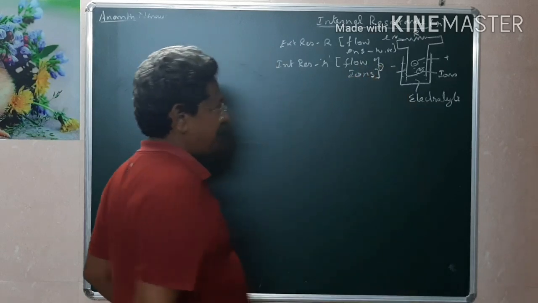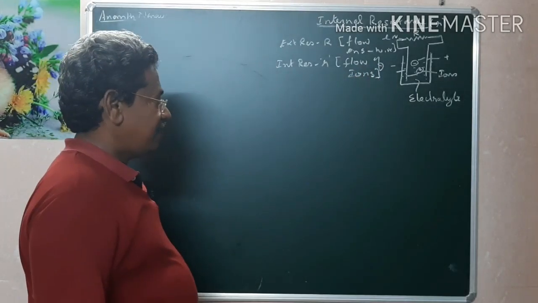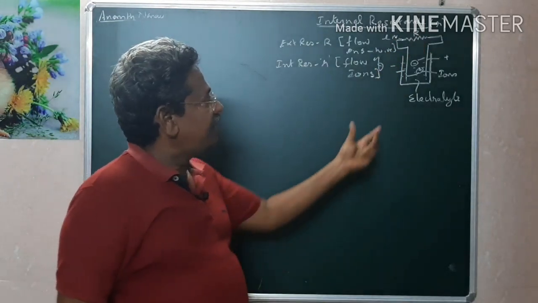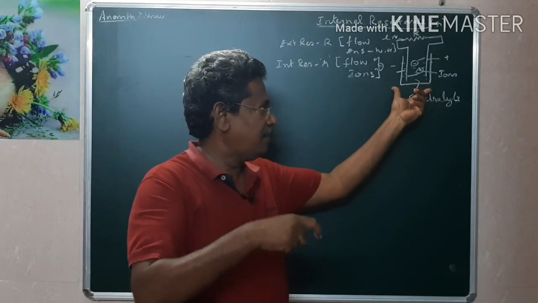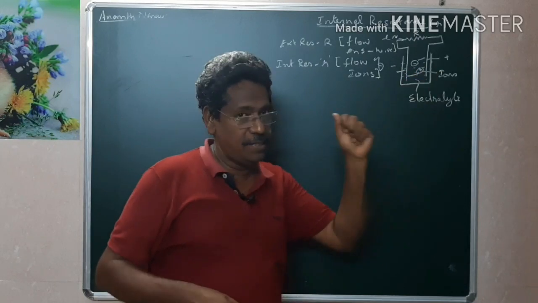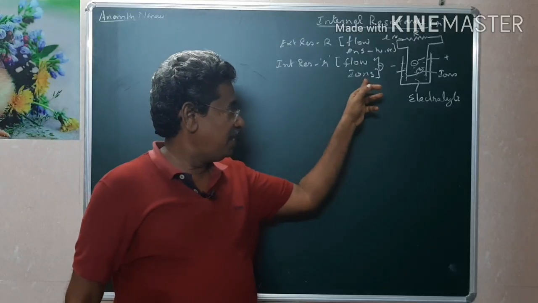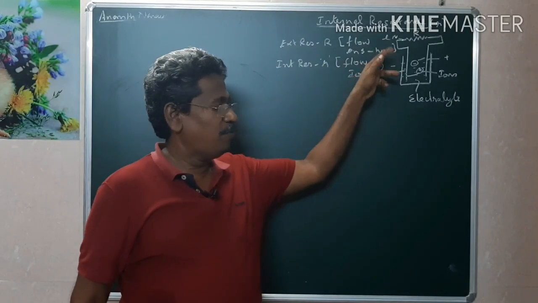This is very, very important. External resistance R is caused due to the flow of electrons in a wire. Internal resistance, that is occurring within the cell, is due to the flow of ions within the cell. Therefore, internal resistance is caused by the flow of ions, external resistance by the flow of electrons.